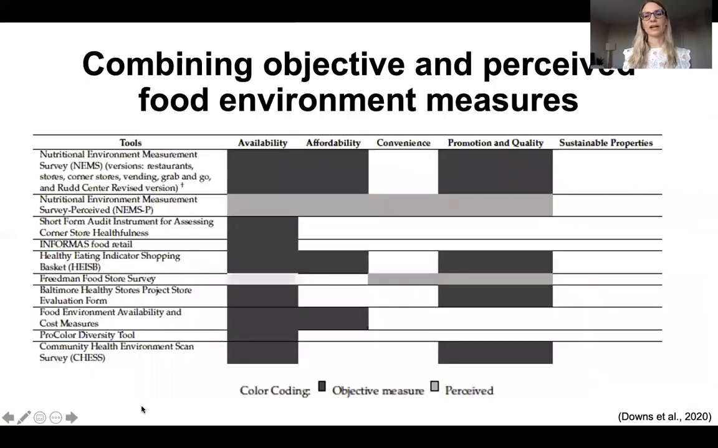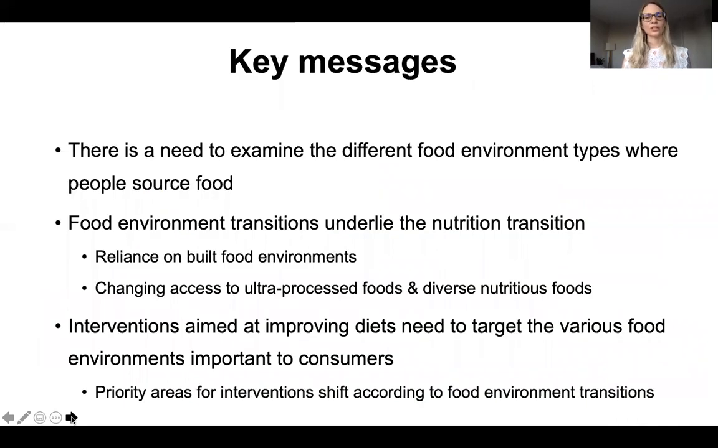And so this table that's included in our paper really looks at all these different tools that can be used to measure the different components of the food environment, and then whether or not they're perceived or objectively measuring the food environment. And I really think it's critical when we're thinking about measuring the food environment to measure both in order to really be able to design interventions that are tailored to the needs of consumers and the way that they interface with their food environment.